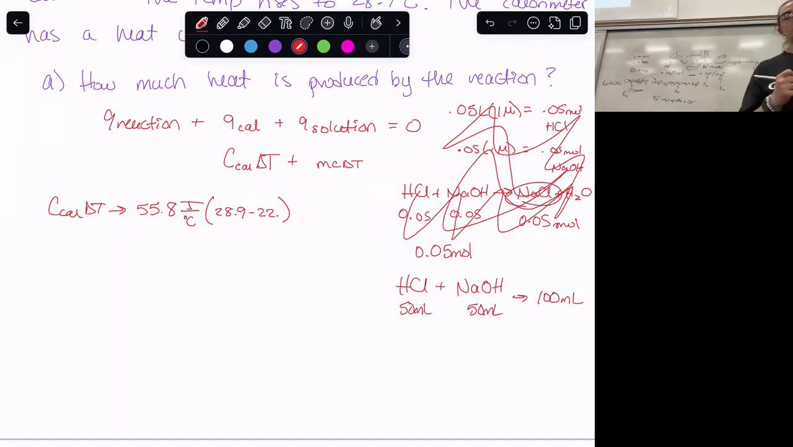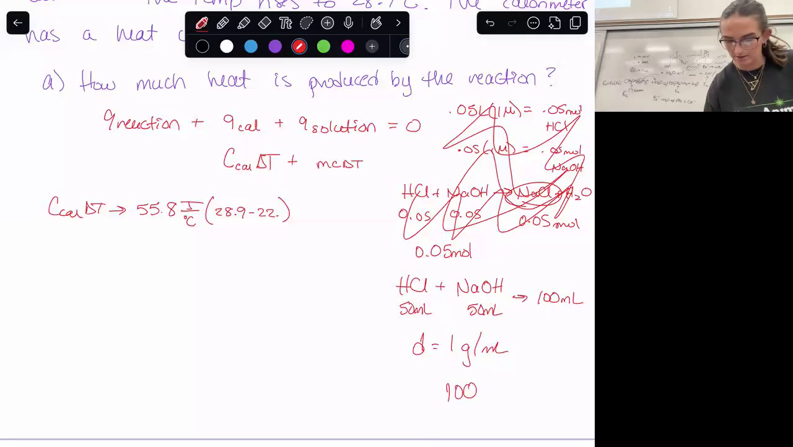If you have 100 milliliters, you are making water, you're making a solution, you have a density of 1 gram per mL. So if you have 100 milliliters, how many grams of solution do you have? You have 100 grams. And you're forming water in your solution, so that's why you can say the density is 1.